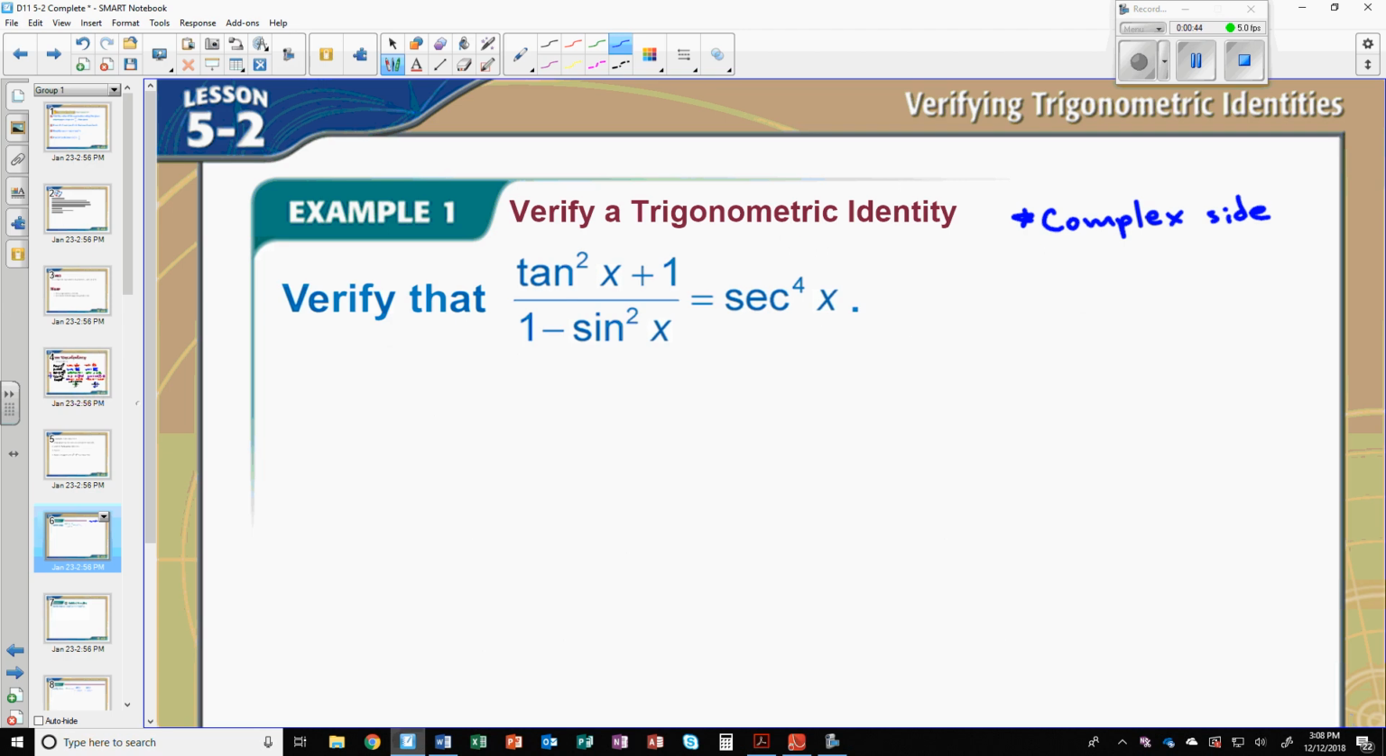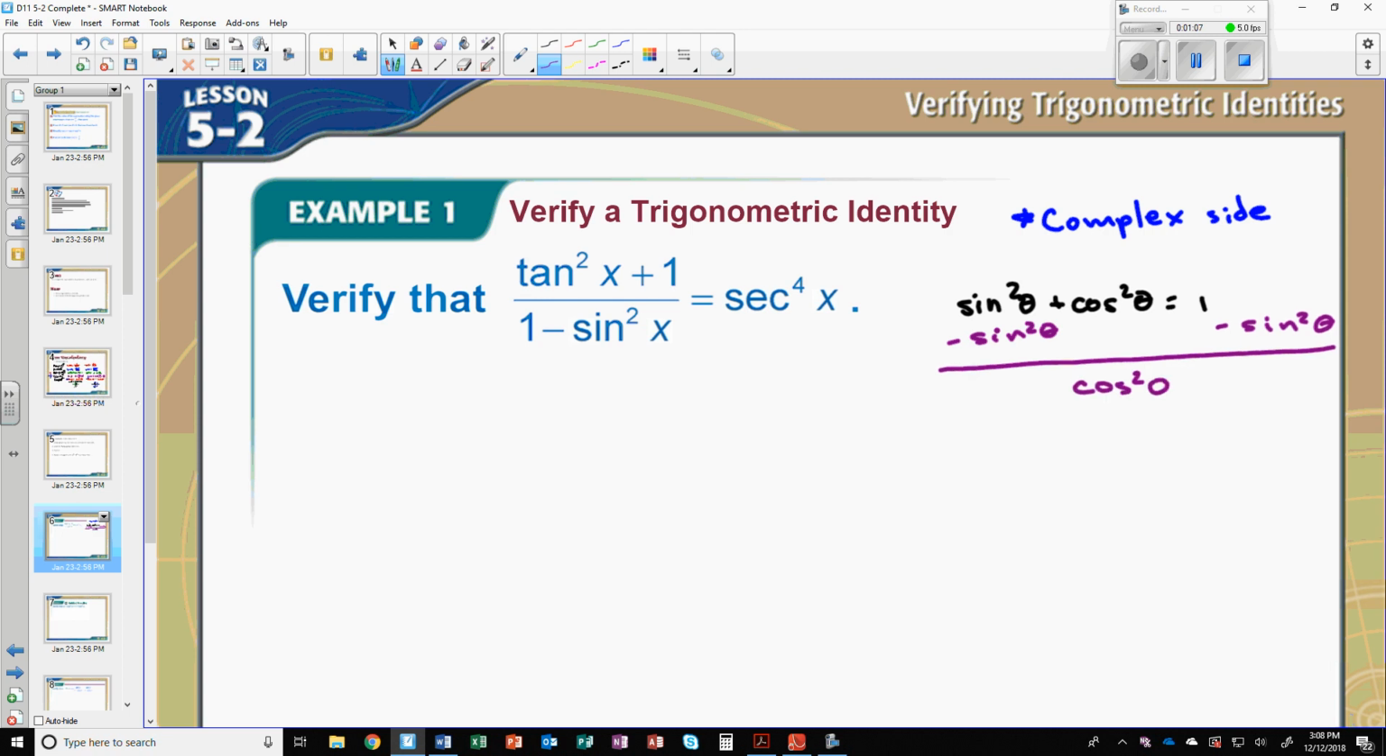So when I pull this back up, I'm going to use the formula that sine squared theta plus cosine squared theta equals 1, except I want it to be 1 minus sine, which means I would need to subtract this sine there. So if I subtract sine across, what this would give me is that cosine squared theta equals 1 minus sine squared theta. All right, so that's the first thing I'm going to do, I want to change the bottom. So I would be left with tangent squared x plus 1 over cosine squared x.